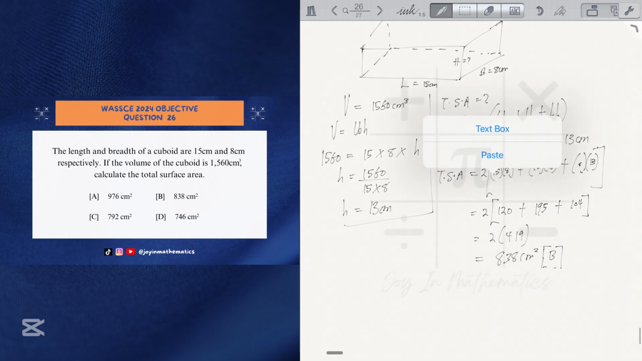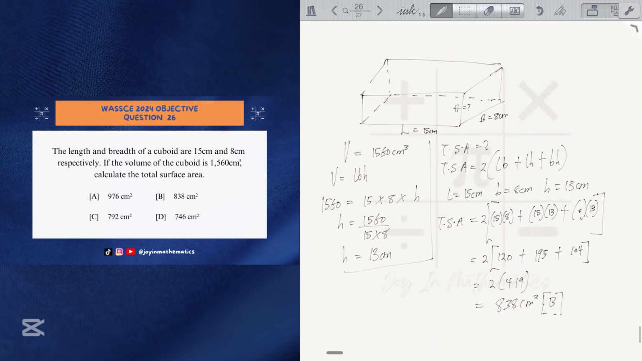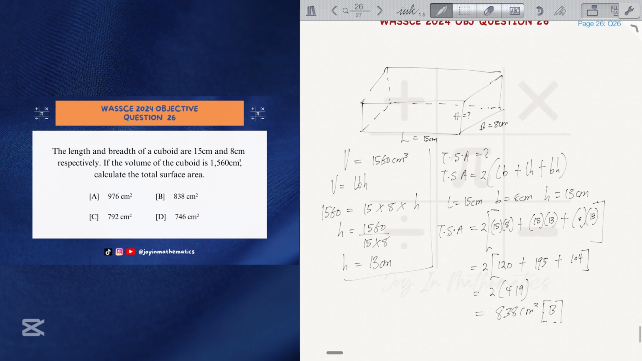So we see we evaluated the height. From the height, we're able to get the total surface area, understanding the formula thereby.